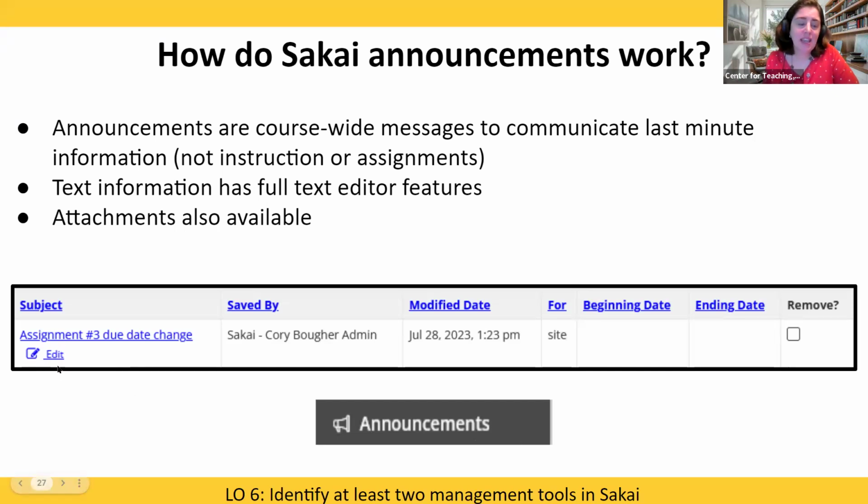You can edit it. You have the full text features if you want to do bolds and fonts, if there's something you really want to communicate that way. You can also use attachments if there's something you need to communicate. But this is for the public announcement rather than messages, which is kind of private.